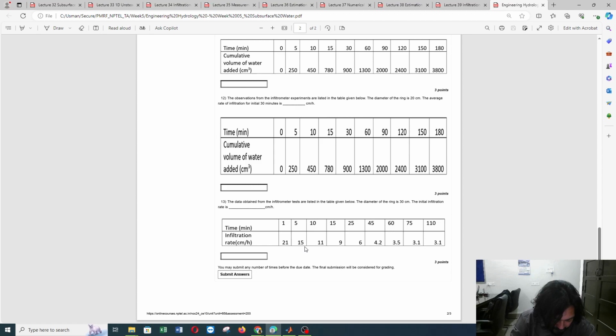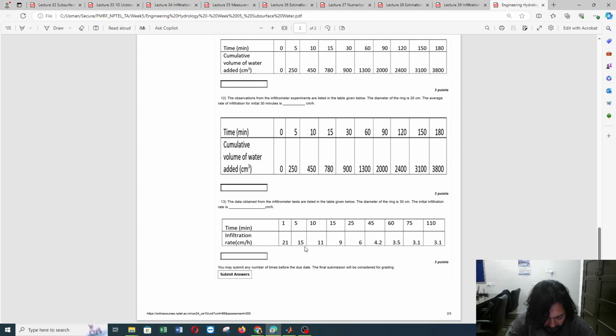So here they have given us time, which is 1, 5, 10, 15, 25, 30. I'm only taking up to 30. Further, the same process you can use till different times. 25 and 45. I'm only going to solve till 45. Later for 60, 75 and 110 you can continue. They have also given us infiltration rate, right? So what we can do, we can convert this time, which is in minutes, into hours.